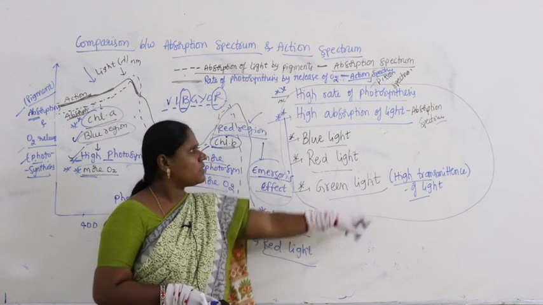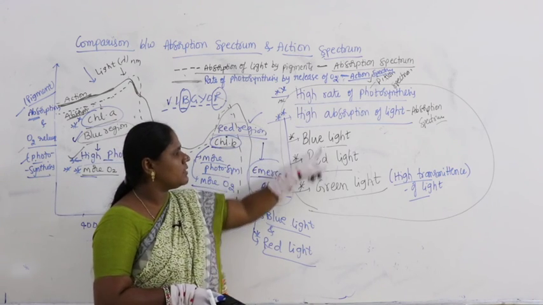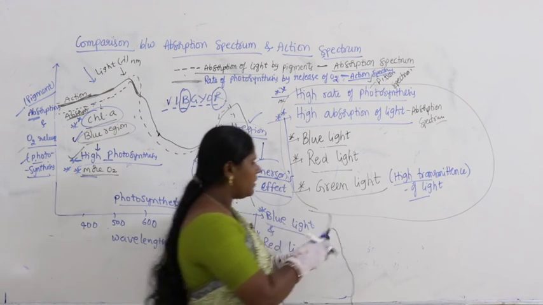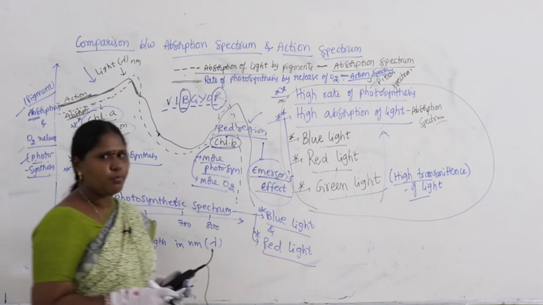So, in this box you have two questions. For high absorption of light or rate of photosynthesis, this is the order. If the question is in terms of high transmittance, you have to go from down to up, that is green, red, blue. I hope you understood.